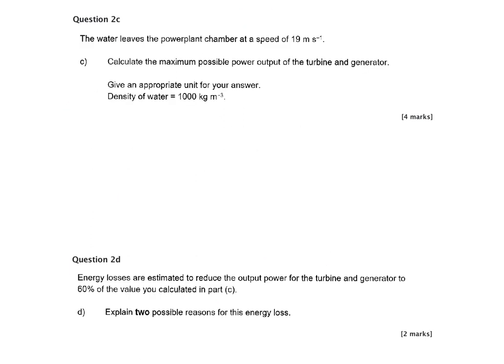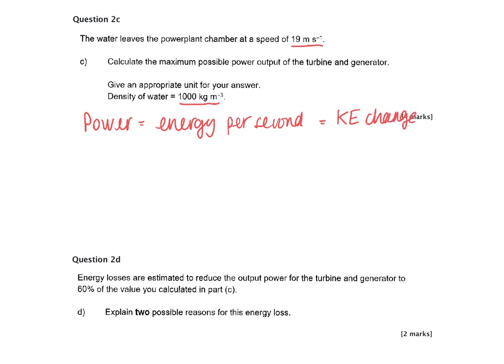Question 2c, the water leaves the power plant chamber at a speed of 19 meters per second. Calculate the maximum possible power output, and we've also got the density of water given there as well. So to work out the power, that is the energy per second, and that's going to equal the change in the kinetic energy, because it's going to slow down. That's where we get our power from.